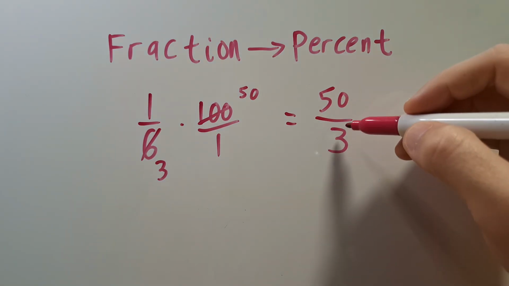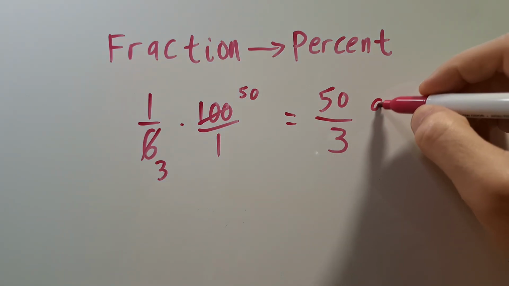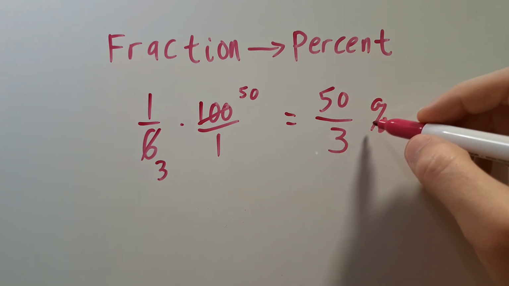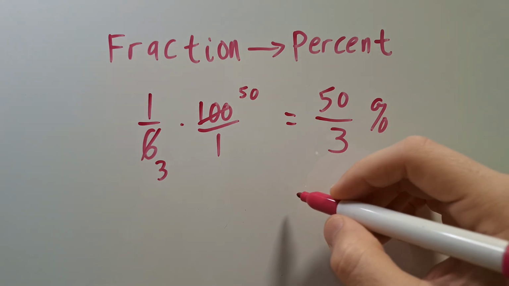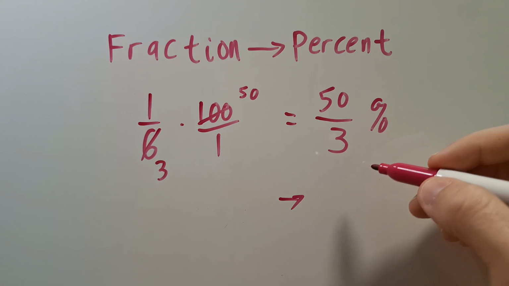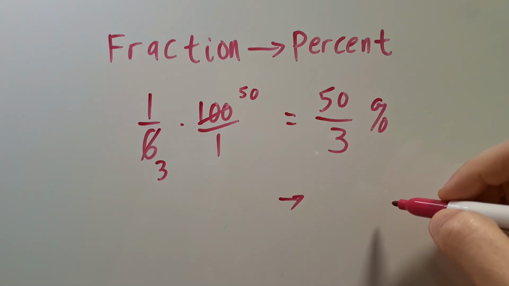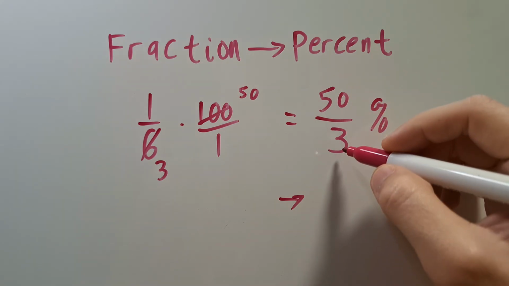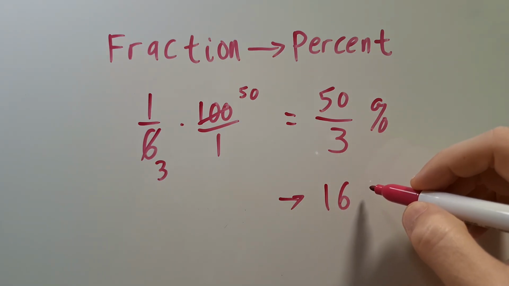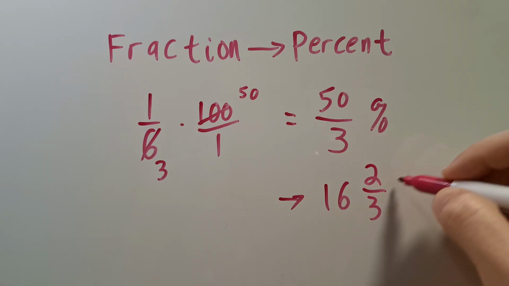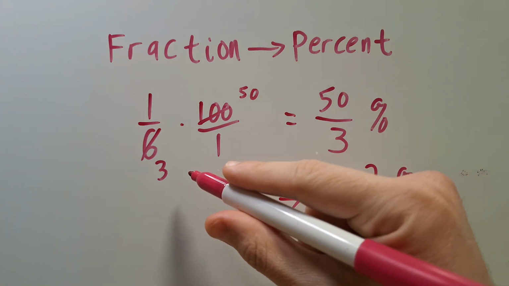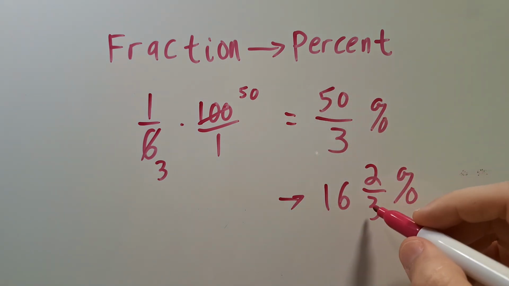Now if I perform this division, 50 over 3% or 50/3 percent, that just essentially sounds weird. What I can do is perform that division, and then I can write it as a repeating decimal as needed, or convert this to a mixed number and get 16 2/3%. So 1/6 as a percent is 16 2/3%.